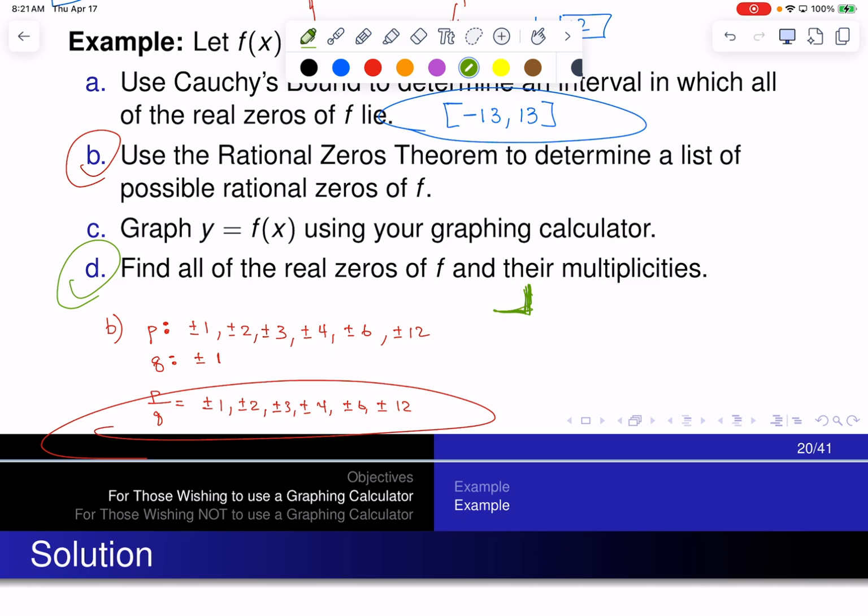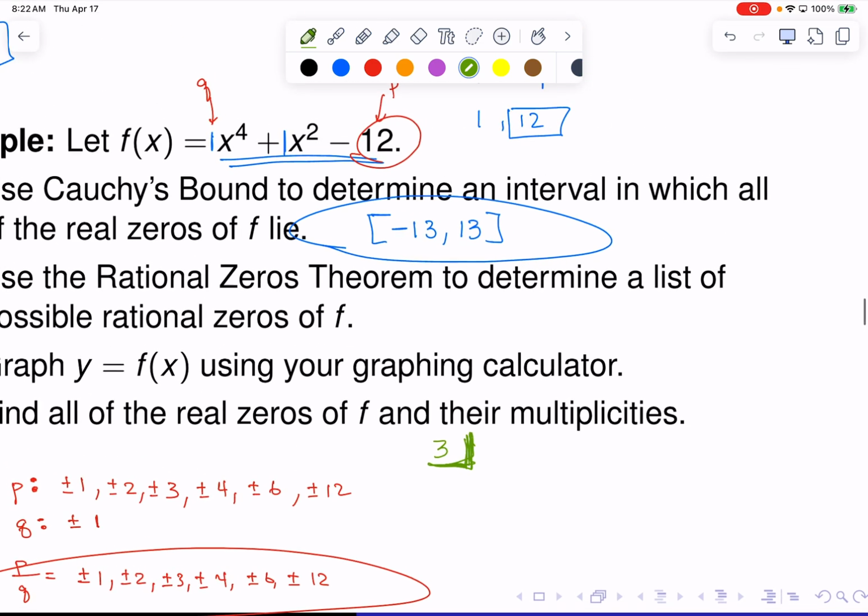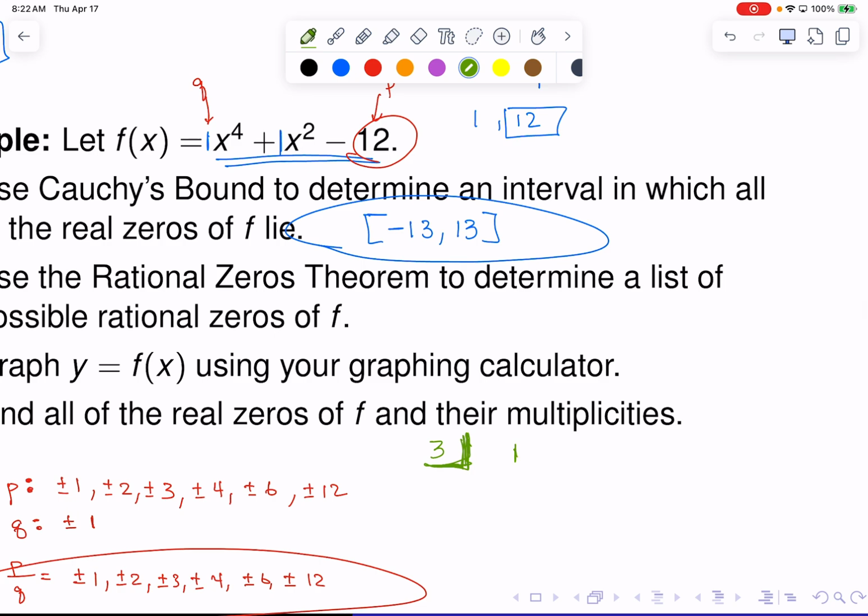Morris, bingo. We got one. Which one works? 3. 3 works. Everybody go to 3. All right, right now draw a box. Let's put 3 in the box. Here's the coefficients you should have put down. You should have put a 1, a 0, a 1, a 0, and a negative 12.